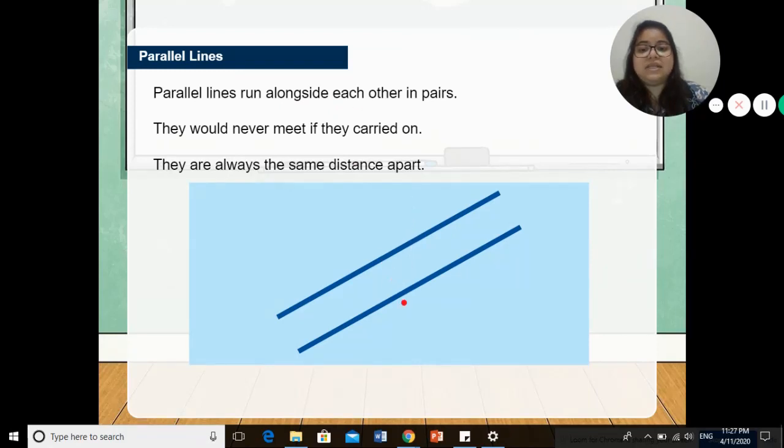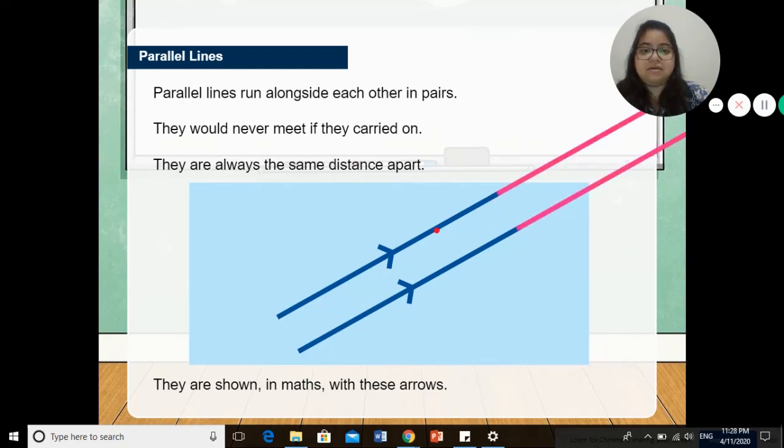Okay? Is that the only thing that we consider to call two lines parallel? No. There are two more things which we need to see. Two lines are parallel if they would never meet if they carried on. What does that mean? It means that if I draw or extend these lines further, they are never going to meet. Now, the third thing which we need to keep in mind is that they are always the same distance apart.